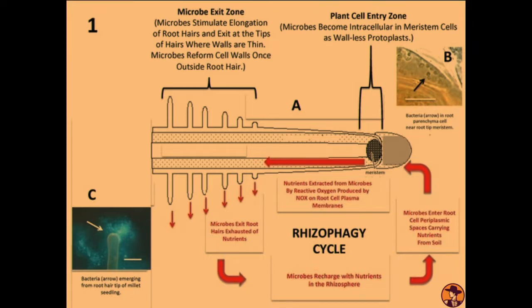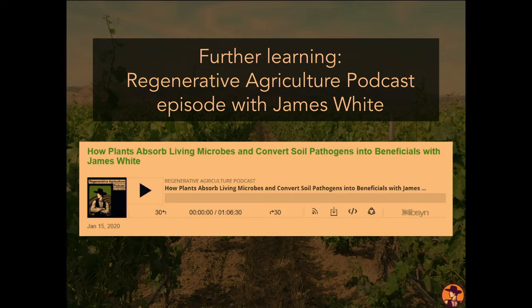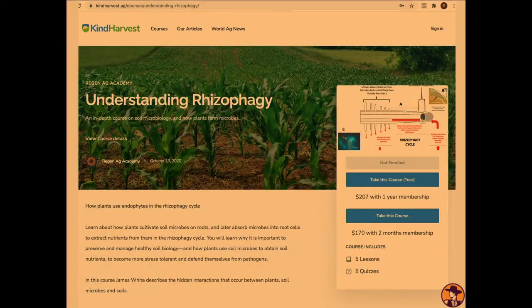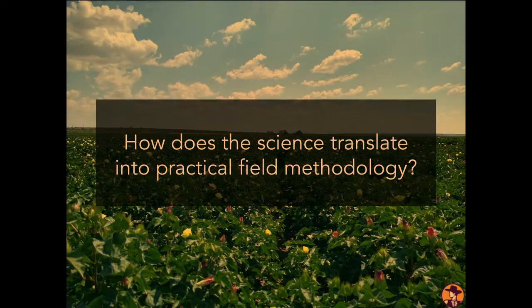So how do we get there? How do we make this happen? Whoops, back up. If you want to dig deeper into this, you can listen to the podcast interview that I had with Dr. James White. I also wrote a couple of articles on the blog and referenced his white papers as well. And Dr. White was also kind enough to put together an in-depth course on rhizophagy, that is on-kind harvest.